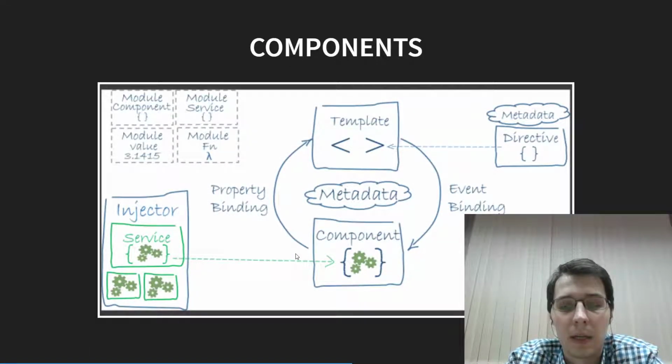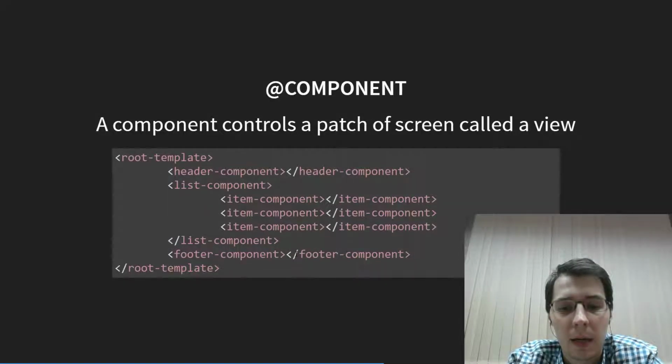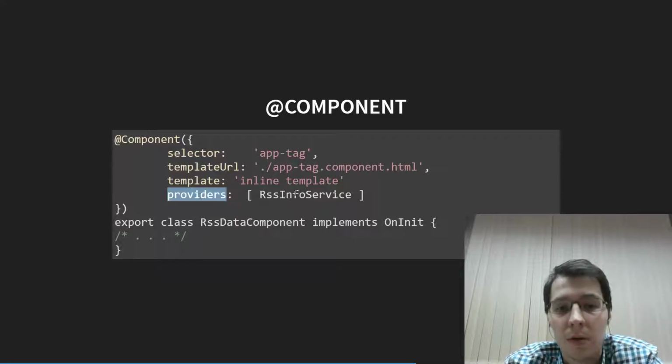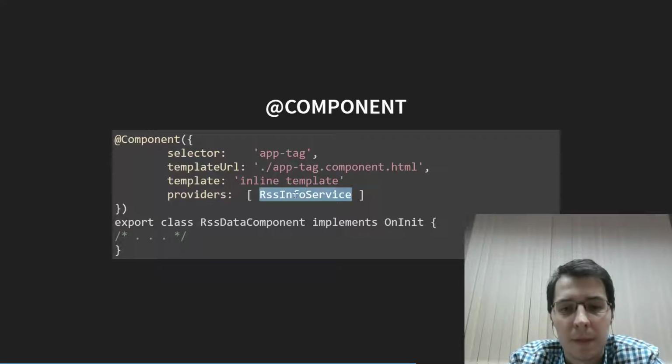So let's go next. Components. A component is a basic building block of Angular applications. Components can be chained or can build complex structures, like in the current example where we have a root component, header component, list component, item components, and other stuff. A component is also a JavaScript class with its own decorator called Component, and in this decorator you can specify some additional information like providers or services that you want to use in this component.